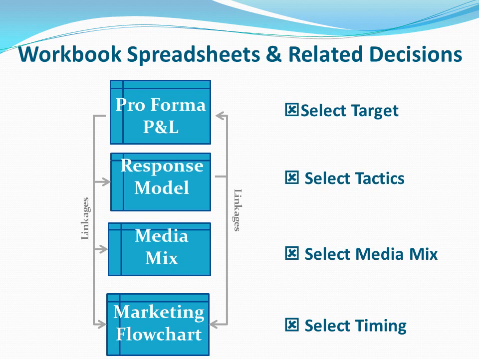As indicated by the directional arrows, there are linkages between spreadsheets. Decisions made in one spreadsheet will feed another. For example, the promotional tactics selected in the response model spreadsheet are automatically inserted into the marketing flowchart. This means that a decision, for example, a target audience selection, is only made once, which makes planning easier, faster, and with less error. In the next slide, I'll provide a brief overview of each spreadsheet and inputs required in order shown on the next slide.